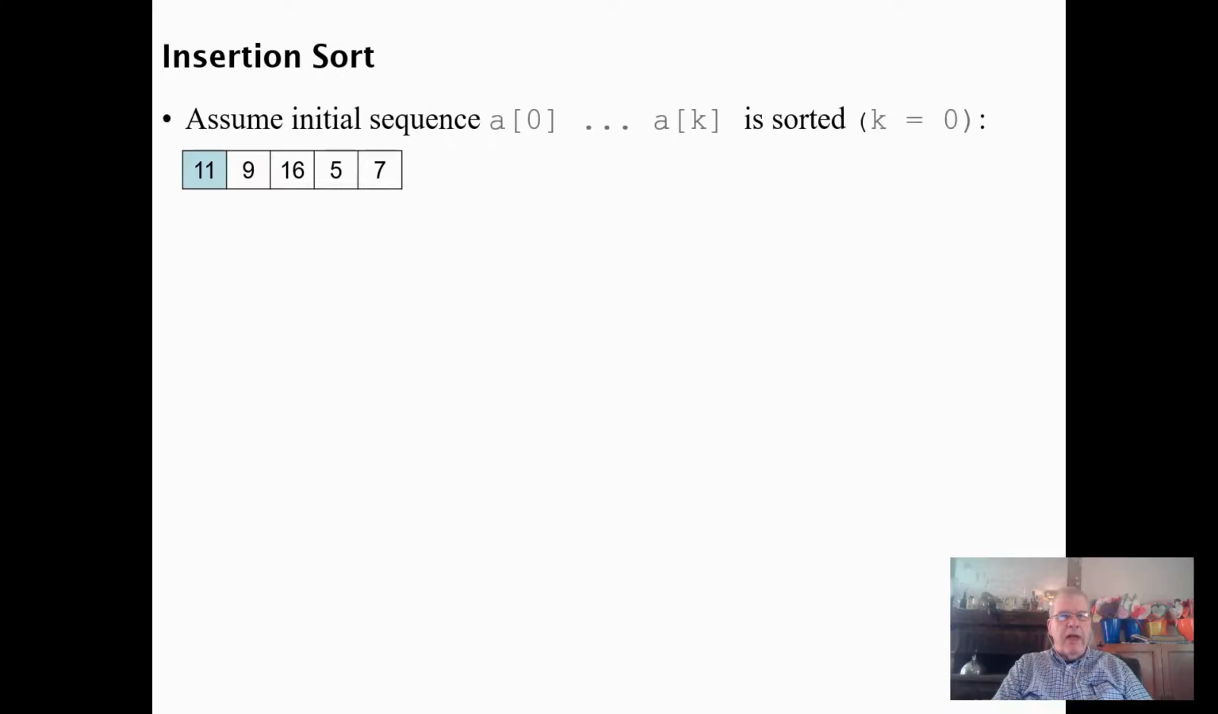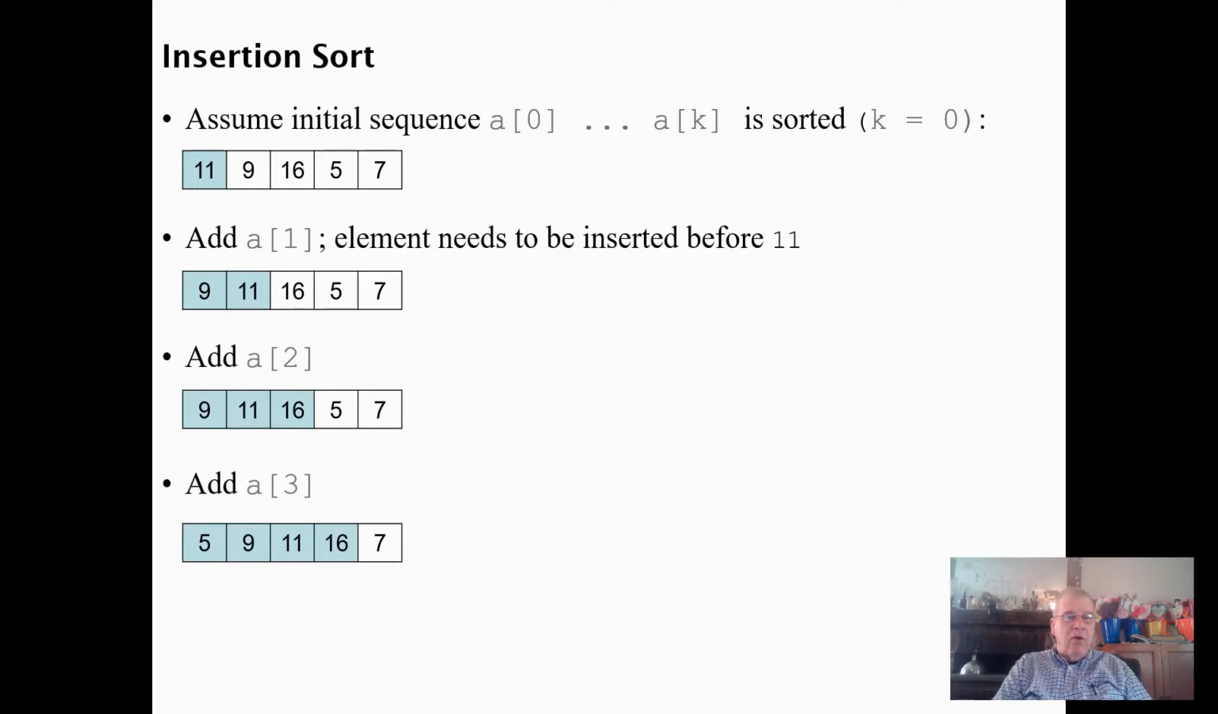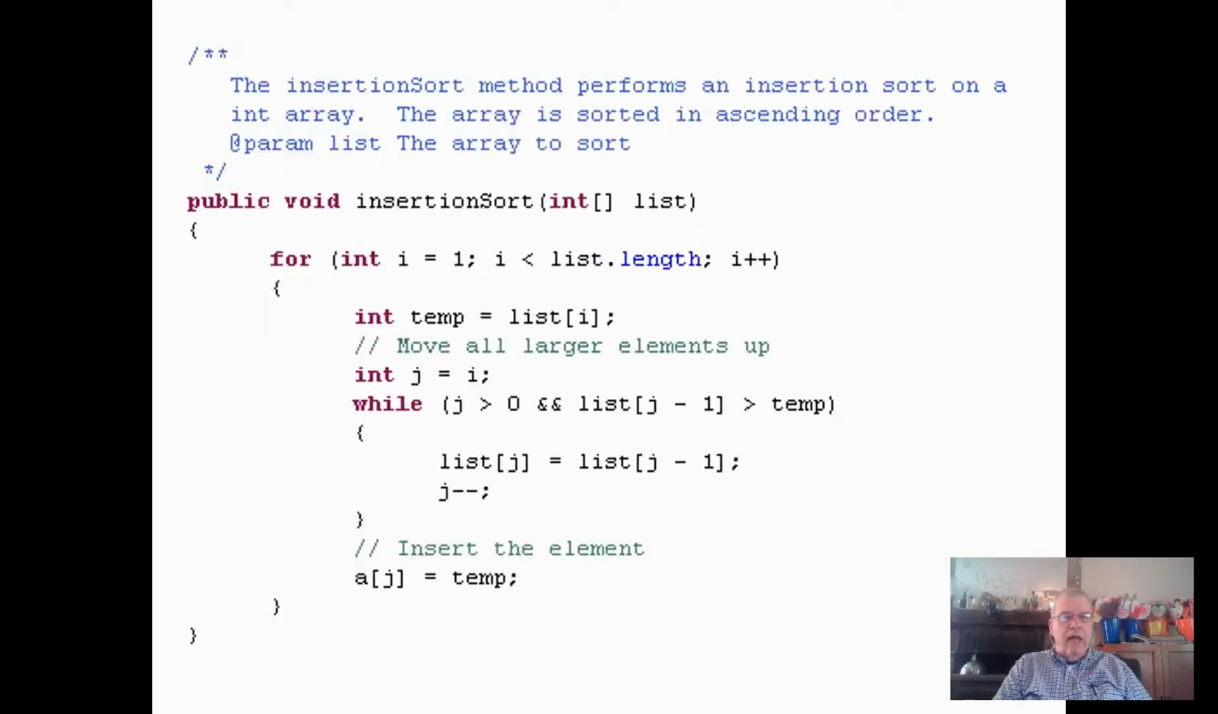So here's an example of that same list. 11 is sorted, so we take 9 and sort it in before 11, because that's where it goes. And then we take 16. 9 and 11 are already sorted, so 16 should go at the end. 5 should go at the beginning, and 7 should go after 5 and before 9. So that's insertion sort. And there's the code for insertion sort.